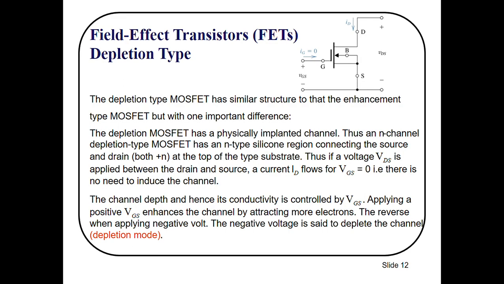So in depletion type of MOSFET, VGS is not important. It means that you don't need to apply a VG because the channel is already implanted, and whenever you apply some drain voltage, the current will start to conduct between the drain and the source terminals. So this was the difference between enhancement type MOSFETs and field effect transistors of depletion type.